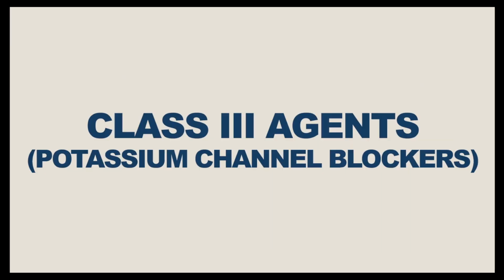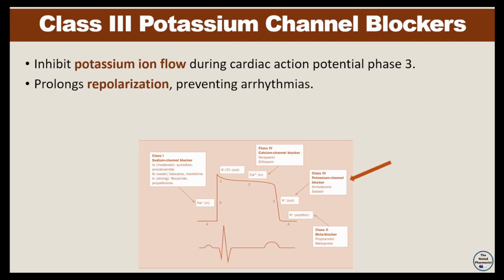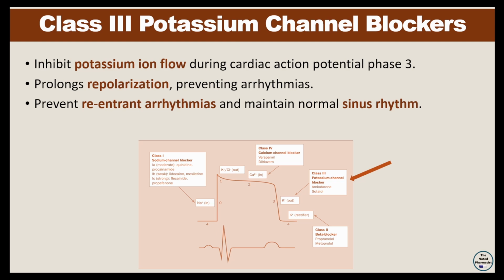Class 3 agents, potassium channel blockers. Potassium channel blockers work by inhibiting the outward flow of potassium ions during phase 3 of the cardiac action potential, resulting in prolonged repolarization and refractory periods. This action helps prevent reentrant arrhythmias and maintain normal sinus rhythm.